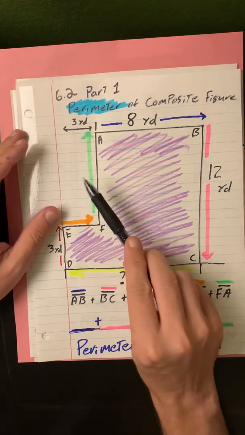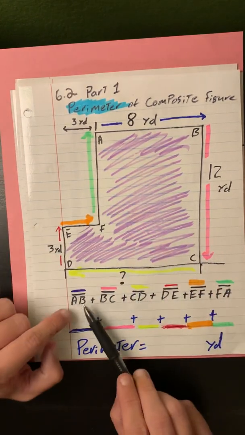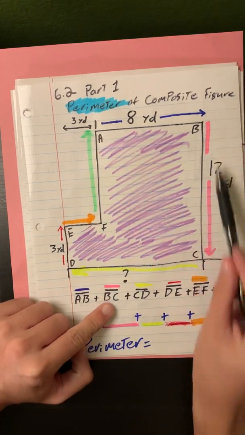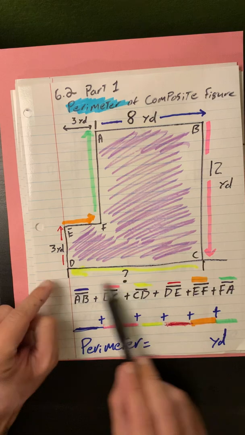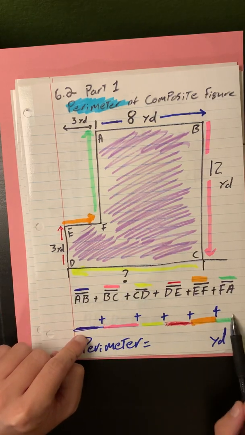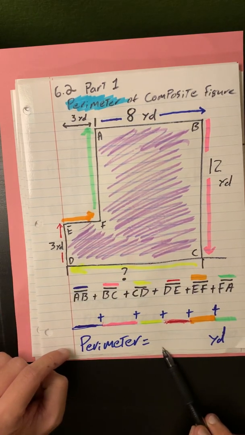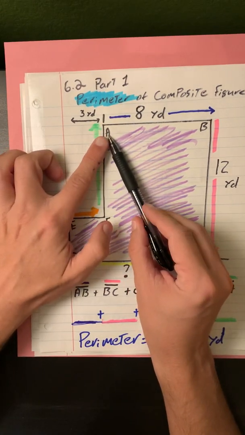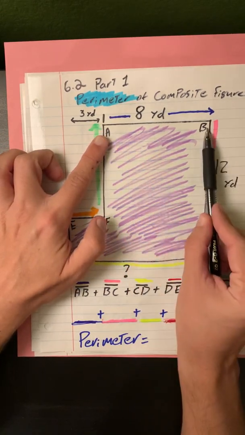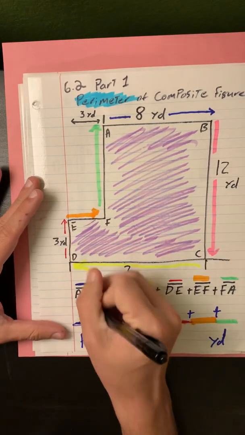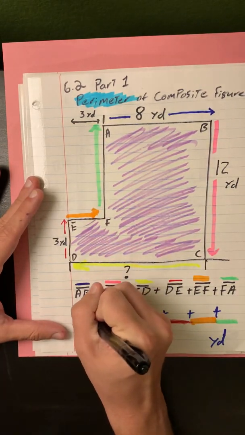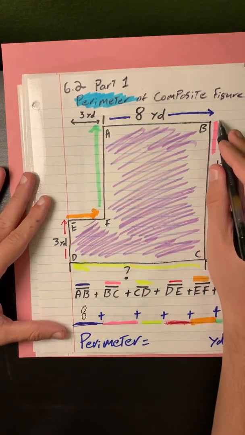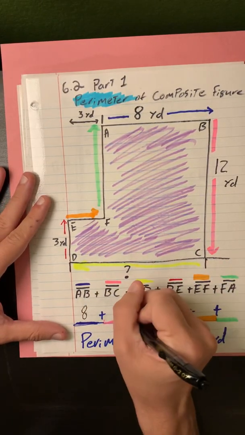So I've color coordinated all of my sides. My blue line is line AB, pink is BC, yellow is CD, and I can add all of them up to find my total perimeter, okay? So, starting with what I do know, A to B is 8 yards. So here my blue, AB is 8 yards. My pink here, B to C, that's 12 yards.